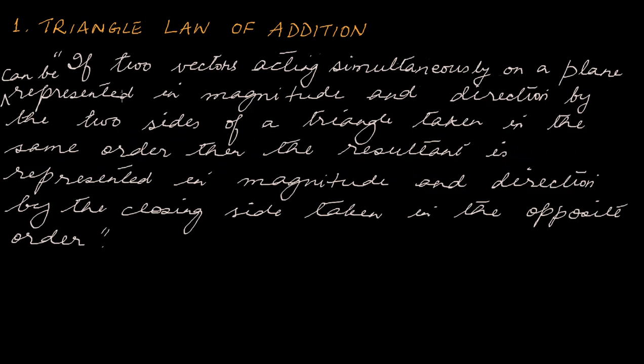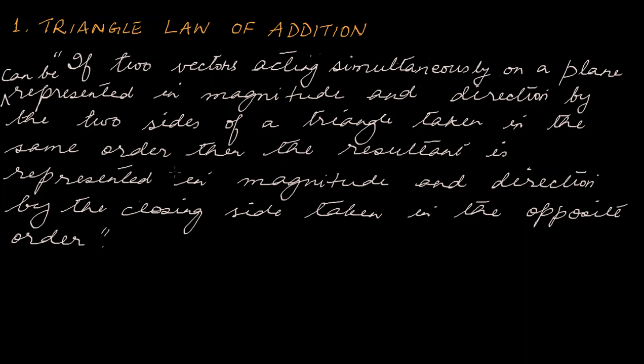This is the statement: if two vectors acting simultaneously on a plane can be represented in magnitude and direction by the two sides of a triangle taken in the same order, then the resultant is represented in magnitude and direction by the closing side taken in the opposite order.